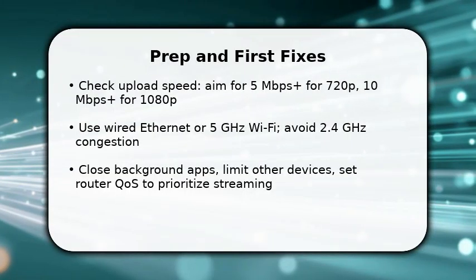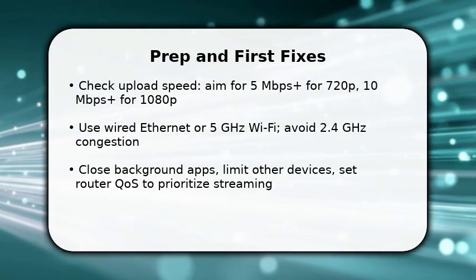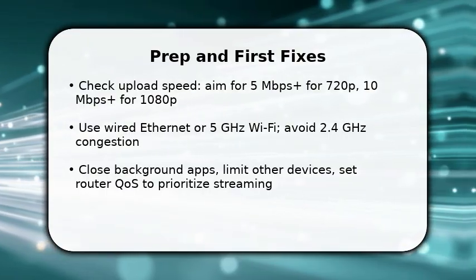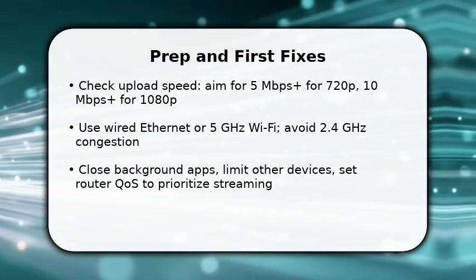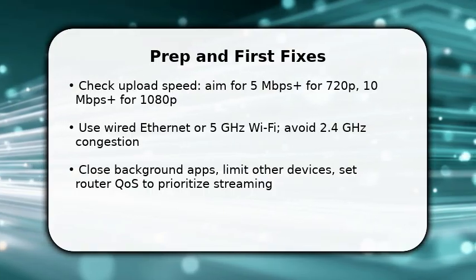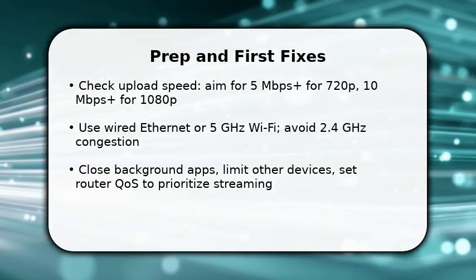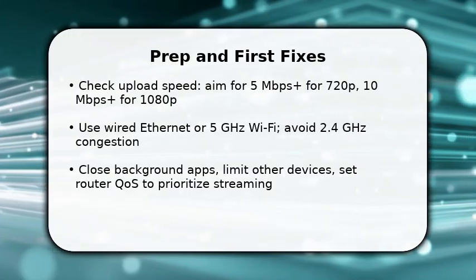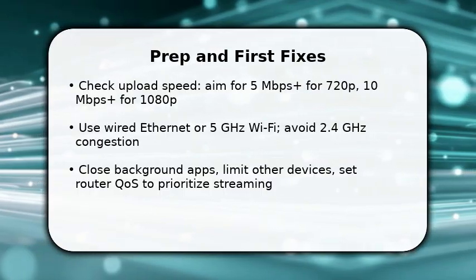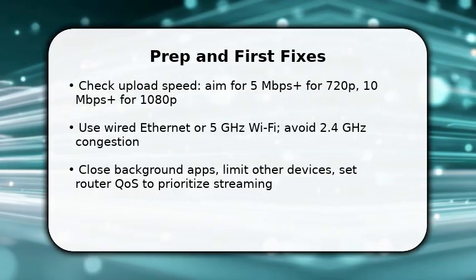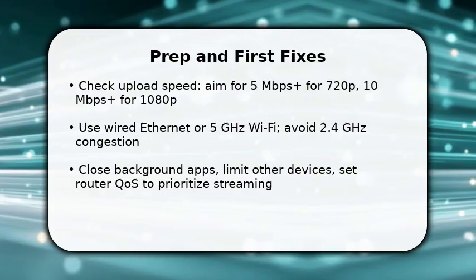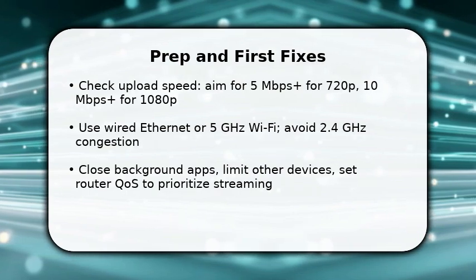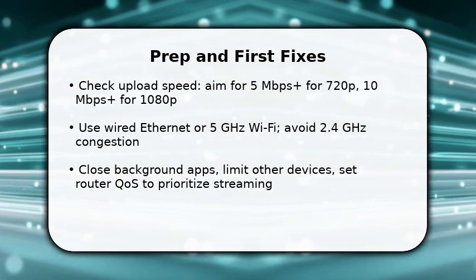You start by verifying your connection and removing basic bottlenecks. Run a speed test and confirm upload bandwidth. If it's low, pause large uploads or switch to wired Ethernet. Once done, prioritize your stream in the router's CoS settings so packets get served first. Make sure to close background apps on your PC and limit other devices using the network because shared bandwidth causes stutters. These first fixes immediately reduce drops and give you a stable baseline for finer tuning.